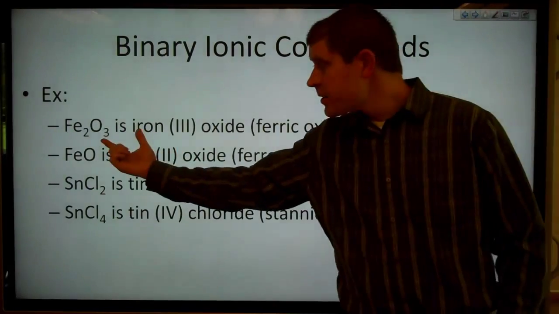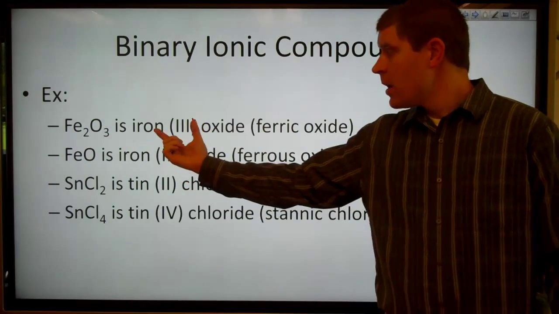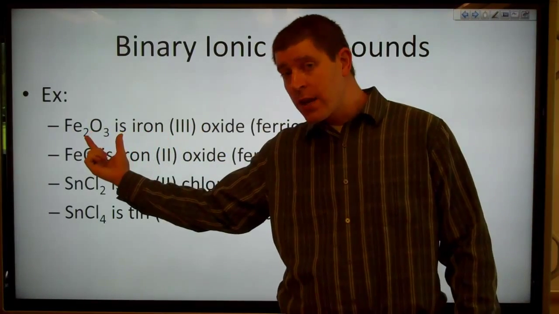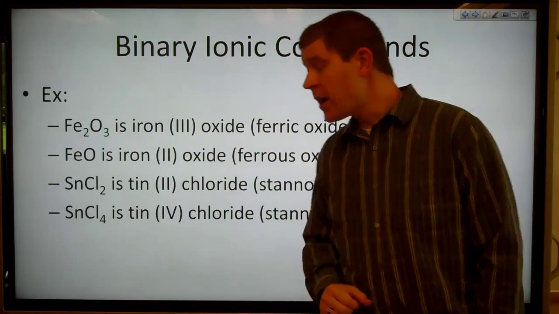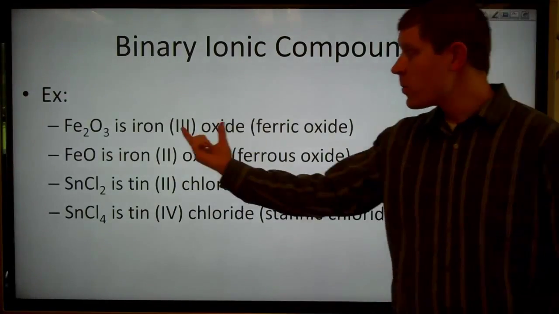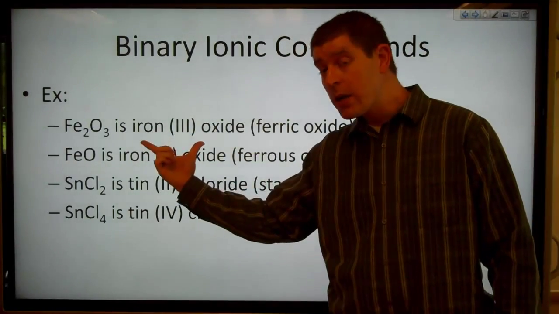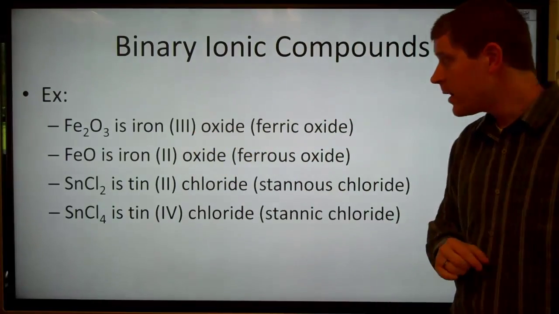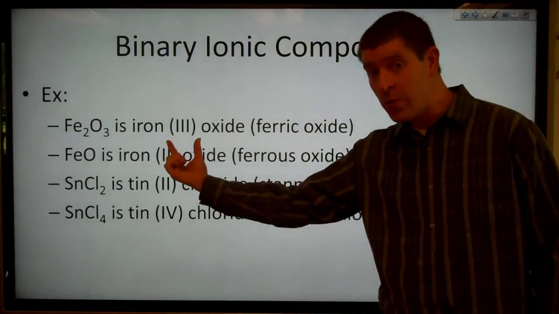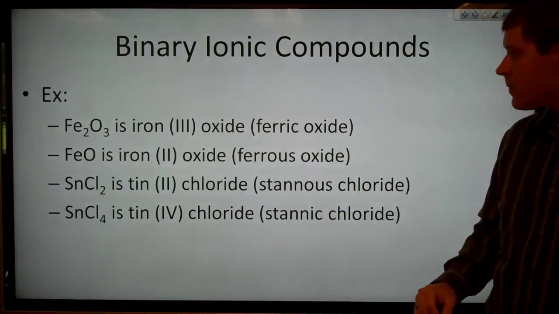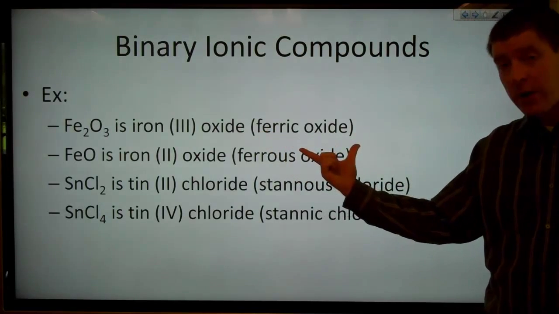So in this case, we have Fe2O3. We know that oxygen has a charge of -2. That means that the iron has a charge of +3. So we write that the standard way is iron(III) oxide. Again, this 3 is in Roman numerals in parentheses. And the old name for that was ferric oxide.